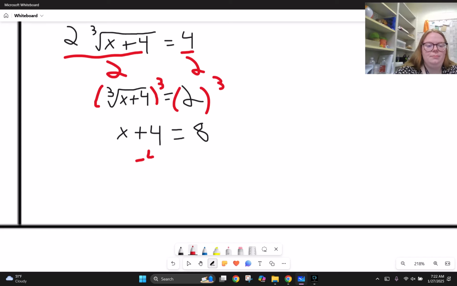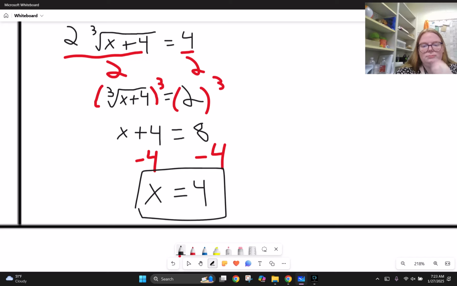Next, we'll need to subtract 4. 8 minus 4 is 4. So we've got x equals 4. And again, we do not have to check for extraneous solutions with cube roots, so that's just the answer.